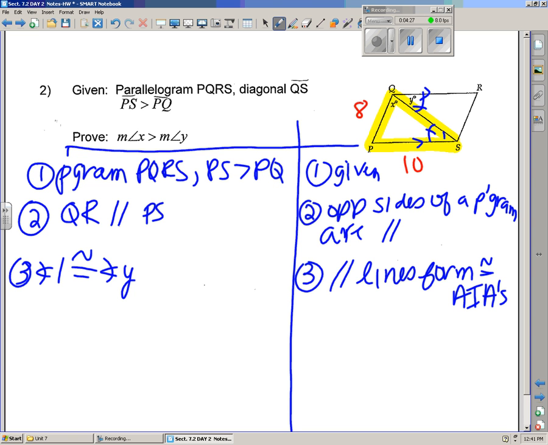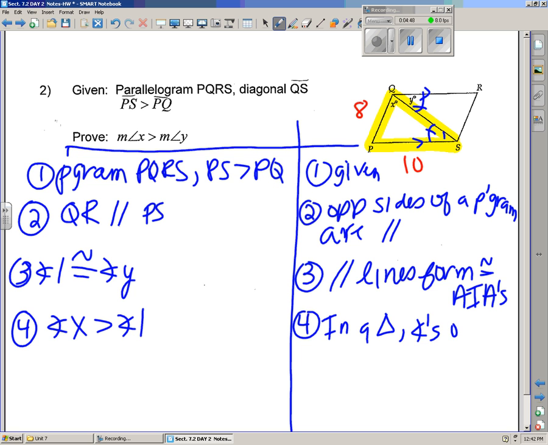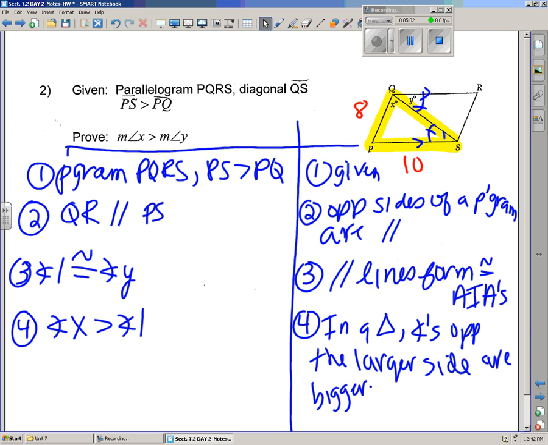Now we've got angle 1 and angle X being in the same triangle, and angle 1 is opposite the side that's marked 8, and angle X is opposite the side that's marked 10. So we know for sure angle X has to be more than angle 1. So angle X is greater than angle 1. And the reason for that being is in a triangle, angles opposite the larger side are bigger than angles opposite the smaller side. Feel free to write the rest of that, but I think this is fine. In a triangle, angles opposite the larger side are bigger.